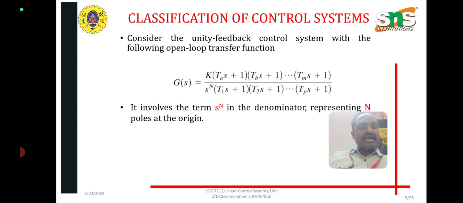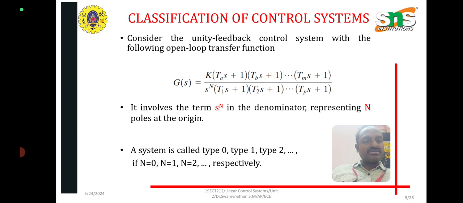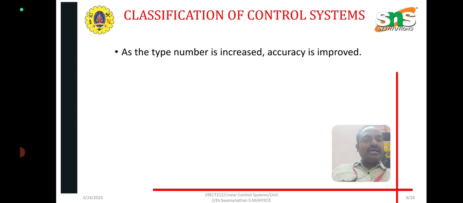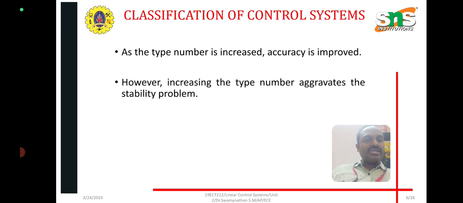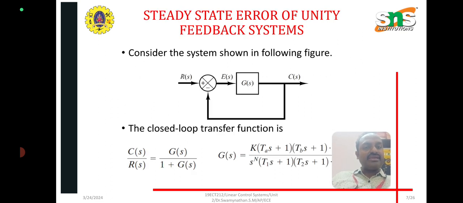It involves S to the power N in the denominator, which represents N poles at the origin. A system is called type 0, type 1, type 2 based on N, the number of poles at the origin. As the number is increased, the accuracy is also improved. But increasing the type aggravates the stability problem, so a compromise between steady state accuracy and stability is important.